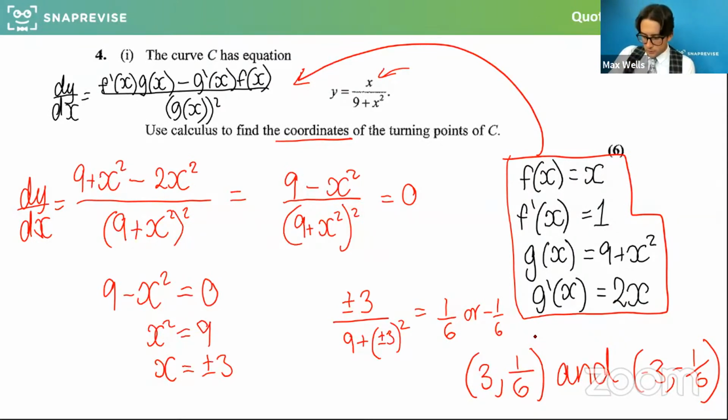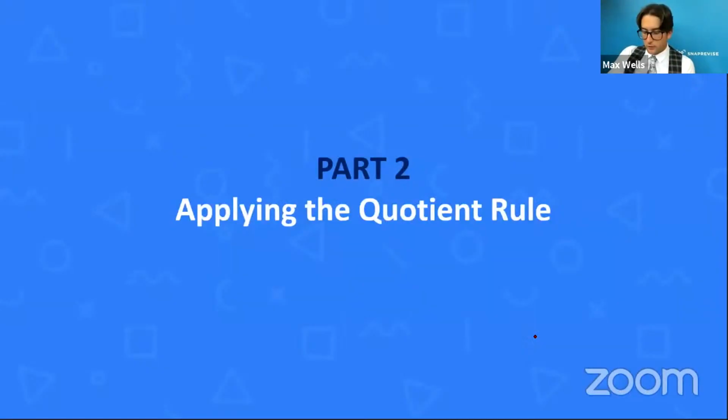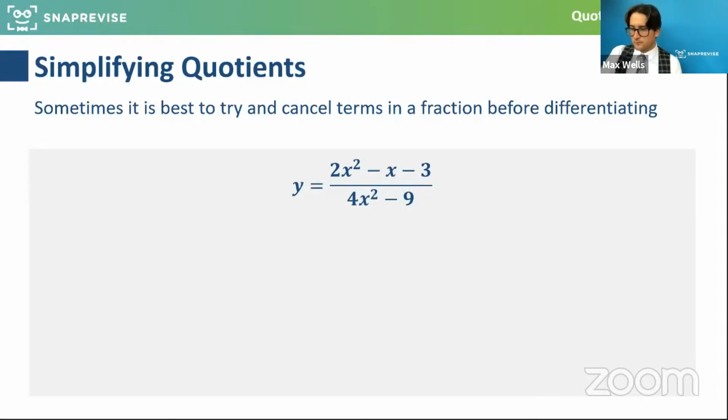Cool. So what I'm going to do is I'm going to move this on and look at applying the quotient rule further. Please do ask any questions and keep submitting answers as you have been. And we'll look at a few more examples here and how to sort of simplify as well for different exam scenarios. So here we go.